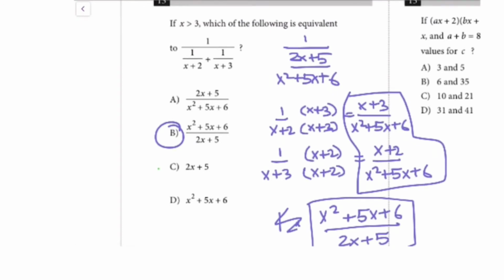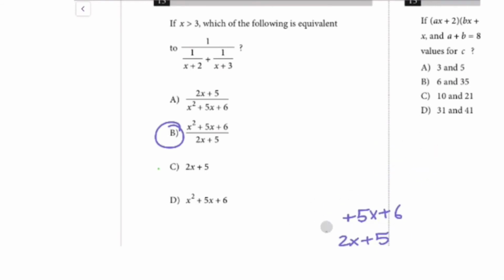So if this seems a little too complicated, if you don't like working with variables as much, there's another thing you could do. So let me just erase this all. They tell us that x is greater than 3, right? So you could pick a value of x, and you could find out the value of this expression, and then you could solve each of these with that same value for x, and whichever one of them matches the value that you find over here is your right answer.